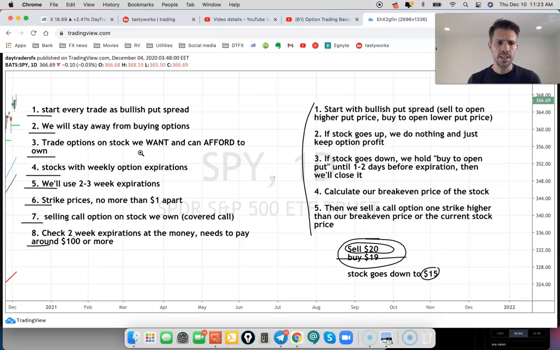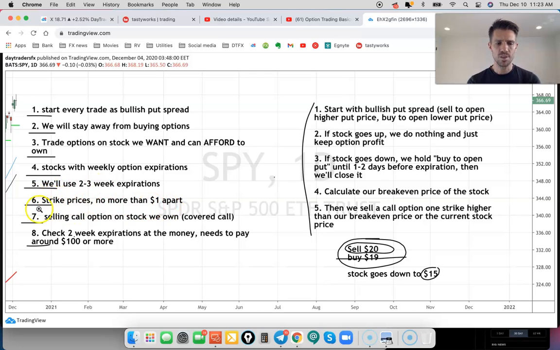If I'm buying stocks in a company I've never heard of, I don't know what they do, I don't know how they're doing, and so on, I might not feel super comfortable with owning them. But if I do know a little bit about the company and I feel okay owning it and I can afford to own it, that's what we want. We talked about this in the last video. I only buy stocks that have weekly options.